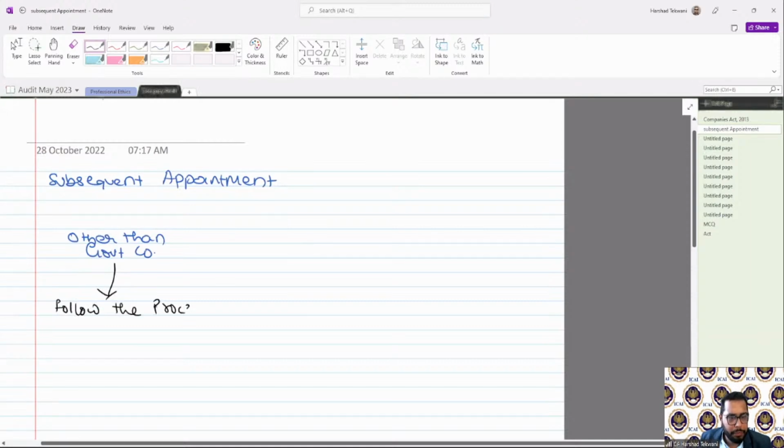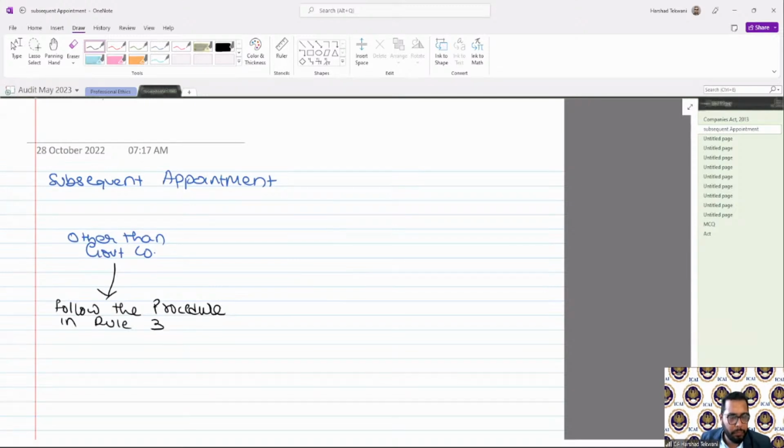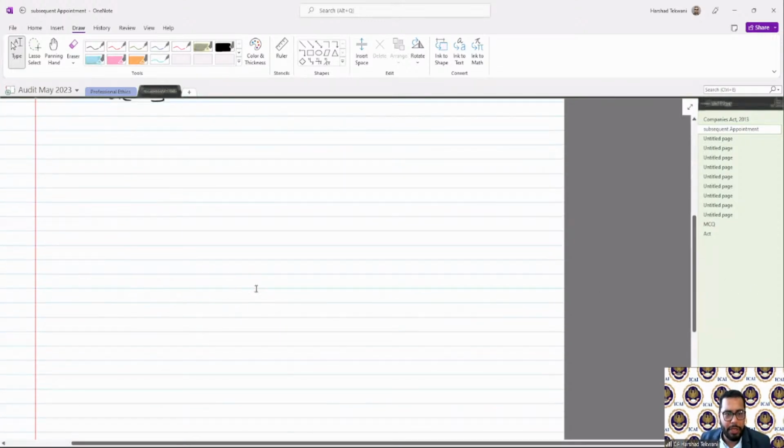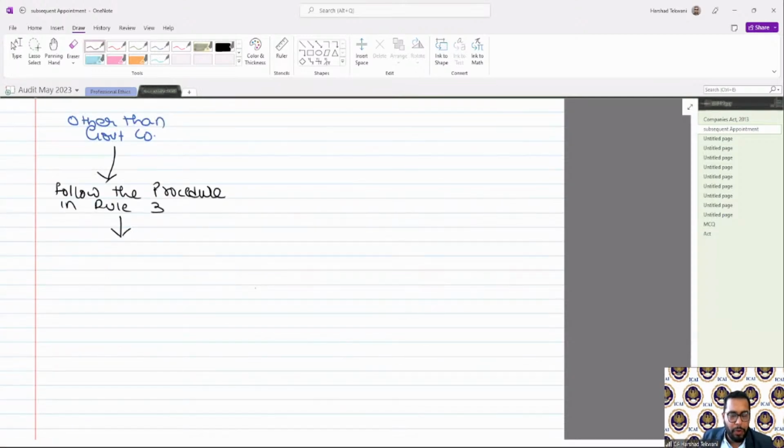Follow the procedure laid down in rule 3. Then appointment is required to be done by members in AGM. I'll come to the details of the rule 3 procedure, but I'll just write it down as of now. After following the procedure, appointment is done by members in AGM.